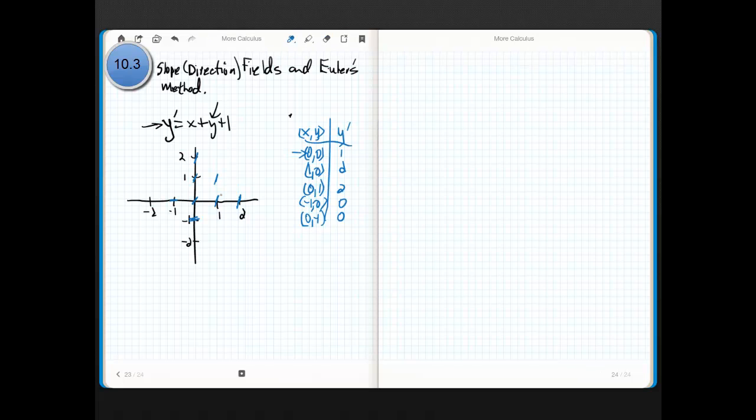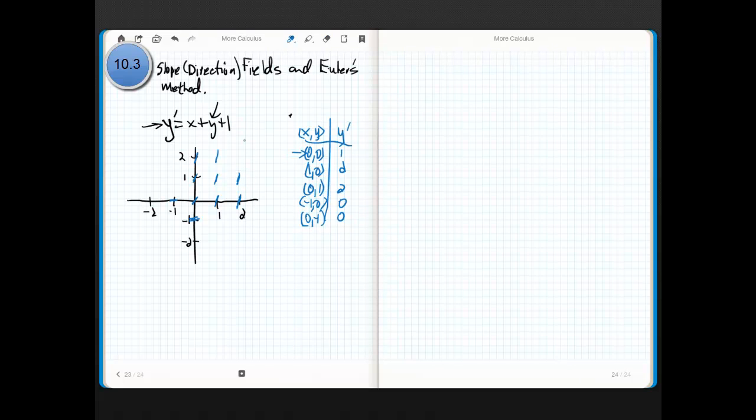I'm just eyeballing these, by the way. 1, 2: 1 plus 2 plus 1 is 4. So these guys are starting to get a little steep, huh? So like that. Let's see, 2, 1. Well, it's the same as 1, 2, isn't it? So that's just going to be a 4. And then 2, 2 is a monster, right?